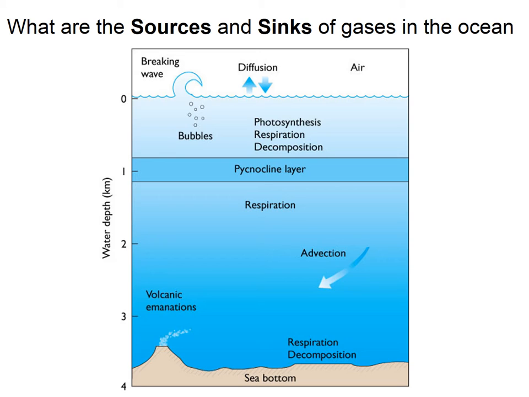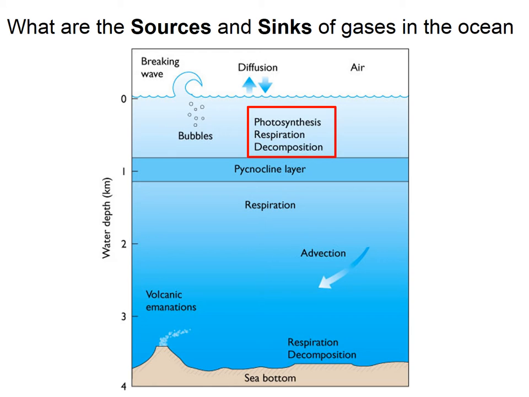We have a small component for some gases of volcanic emissions, but on a global scale these are actually quite small for CO2, and certainly for oxygen. But what we're going to be talking about for most of this lecture are some of the processes that happen within the ocean that affect the distribution of gases between the top layer of the ocean and the deeper ocean.